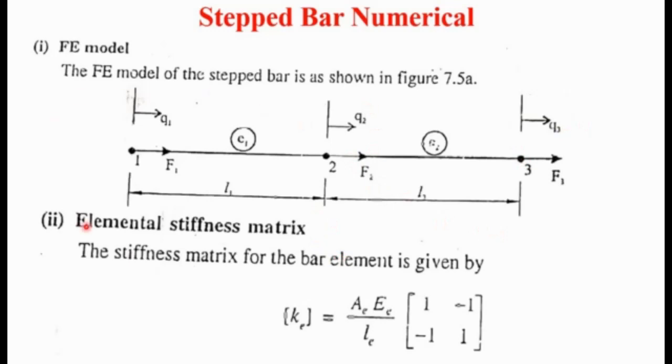First of all we have to prepare this FE model. This is the first element having length L1 equal to 50 mm, and this is the second element, again having length L2 equal to 50 mm. Then Q1, Q2 and Q3 are the displacements: Q1 is the displacement at node 1, Q2 is the displacement at node 2, and Q3 is the displacement at node 3.